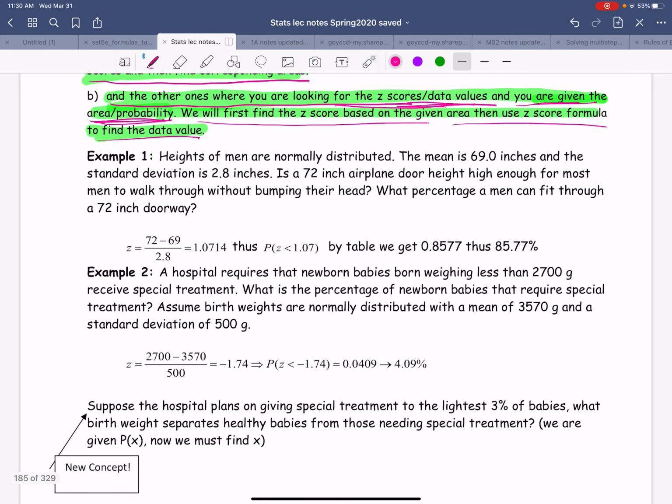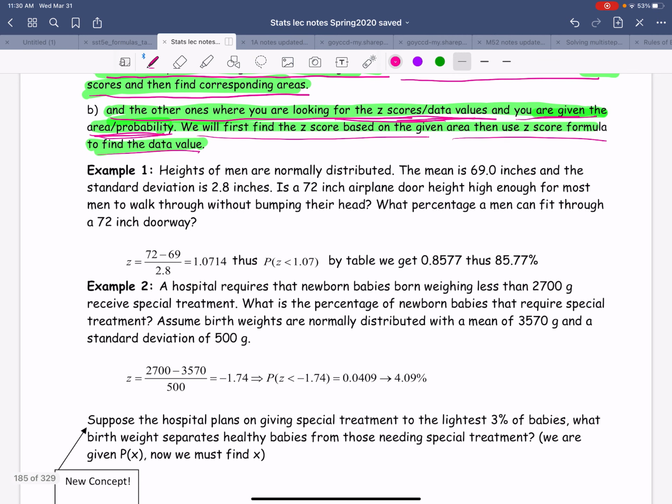A couple of examples worked out, we will go ahead and discuss this. Heights of men are normally distributed. The mean is 69 inches and standard deviation is 2.8 inches. Is a 72-inch airplane door height high enough for most men to walk without bumping their head? What percentage of men can fit through a 72-inch doorway?